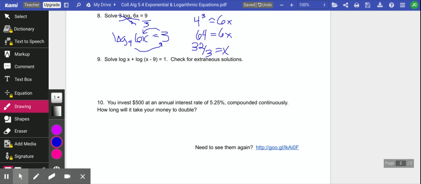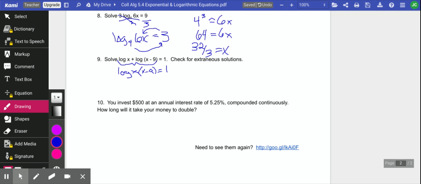All right, we're going to solve number 9. It also gives us a little hint to check for extraneous solutions. So we'll get to that at the end. Let's see. Well, we've got 2 logs on this side. Let's combine these. Remember, in logarithms, adding means multiplying. So we have log of x times x minus 9 equals 1.